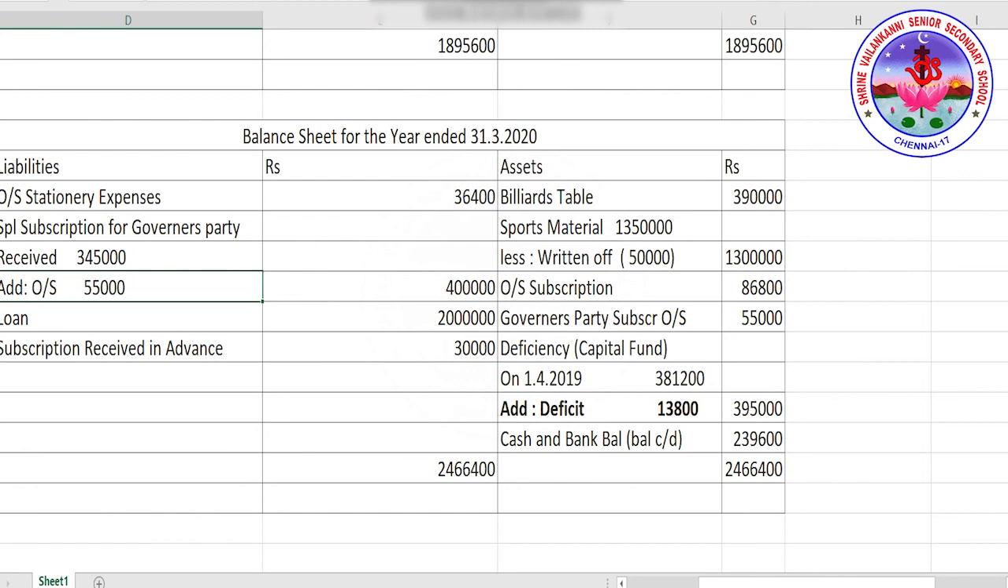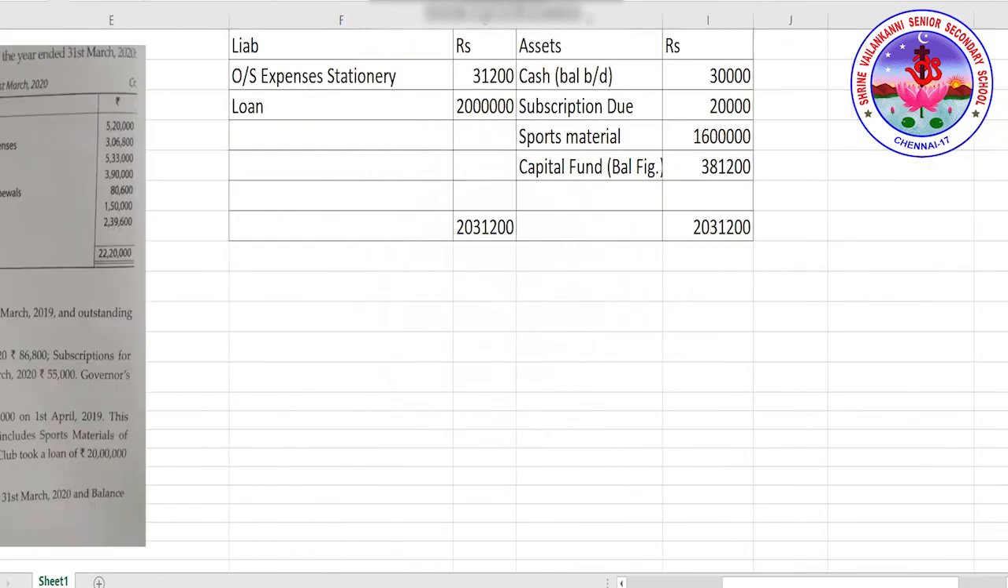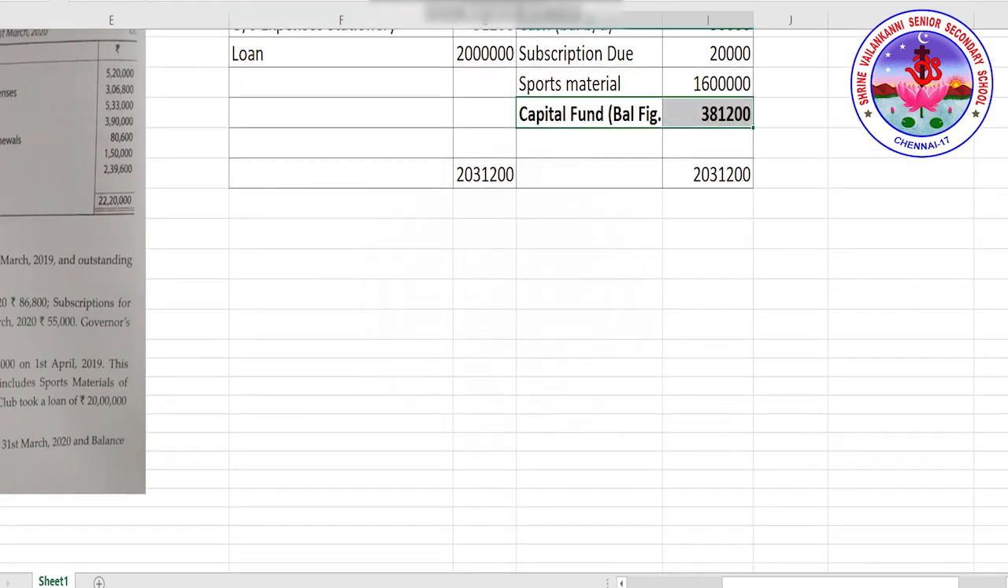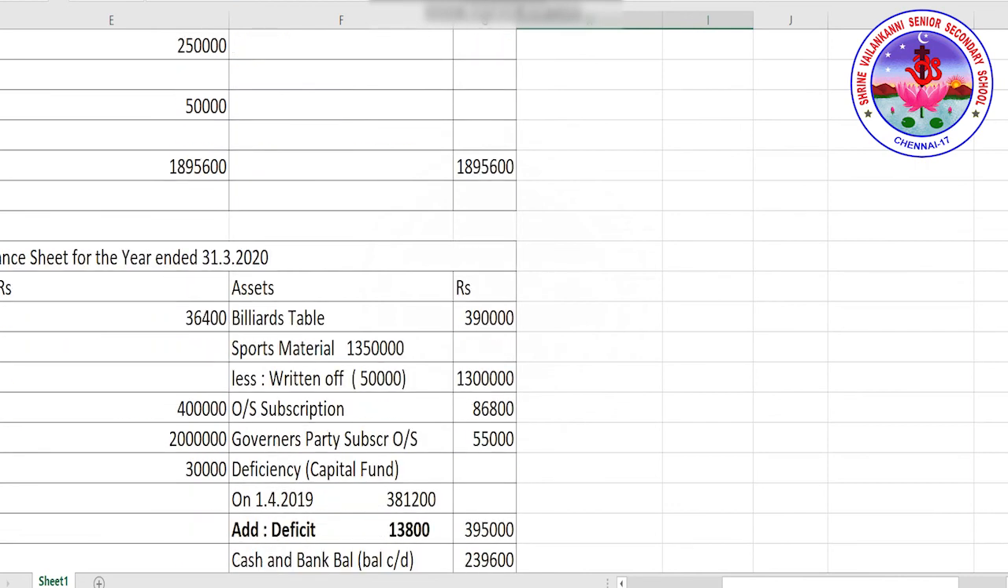Then we need to prepare the opening balance sheet, which will actually tell us what is the capital fund. Okay, so what is a capital fund? That capital fund deficit has to be shown here, right, on the asset side. So on the asset side, deficit capital fund has to be shown here. So the total balance has to be shown on the asset side.